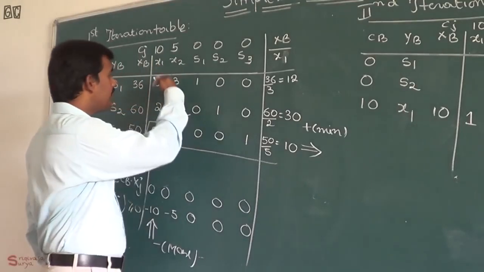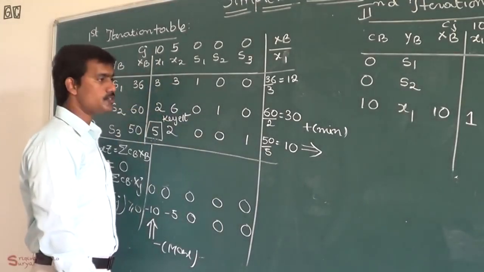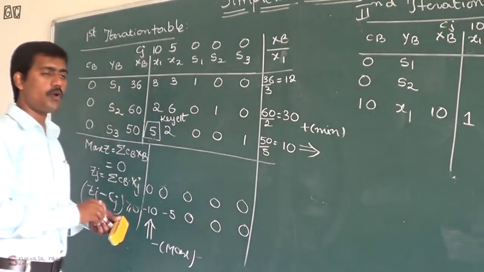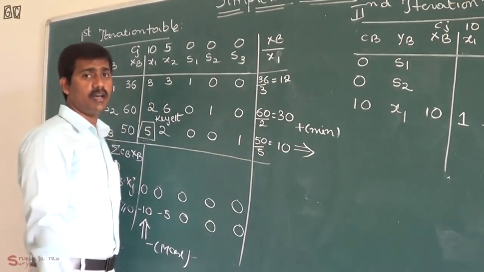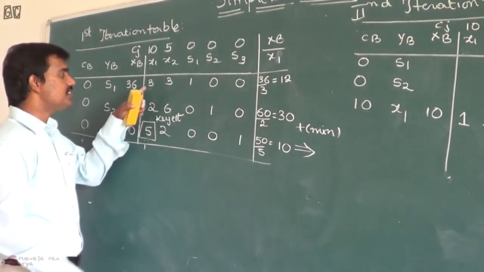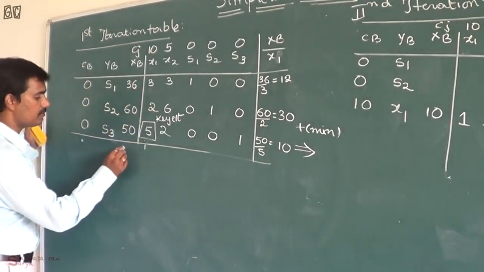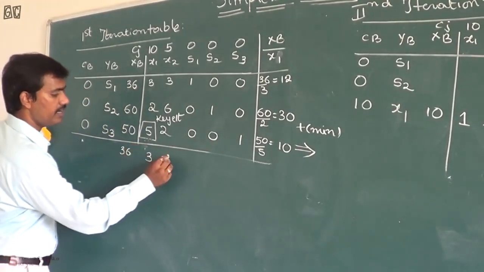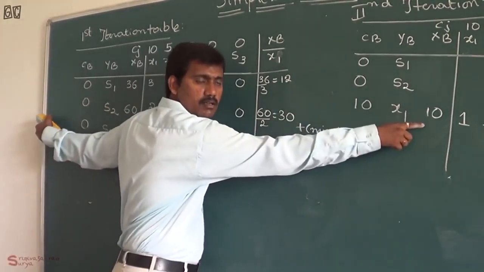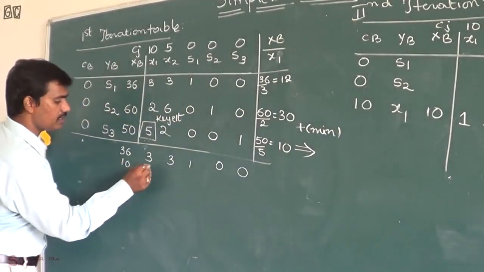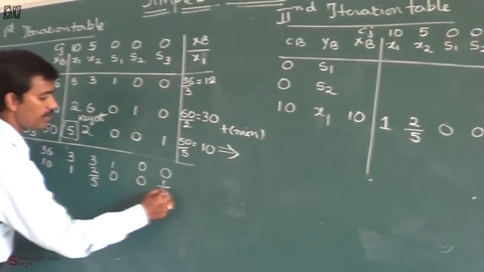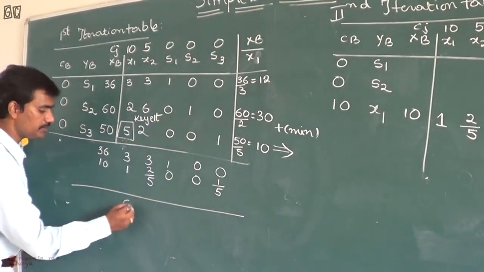Now we have to make all the elements in the key column 0. First I am going to make this 3 as 0. For that you have to do some rough work. So first write this row, that is 36, 3, 3, 1, 0, 0. Already we made this row, so consider this one, that is 10, 1, 2 by 5, 0, 0, 1 by 5. So we have to get 0 here.